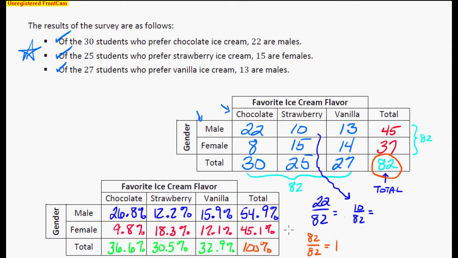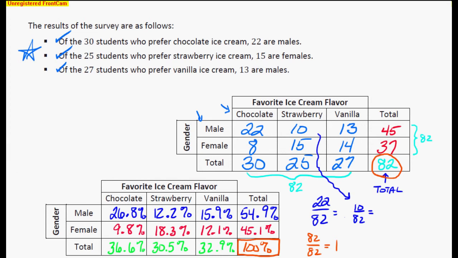So when we have a chart like this of bivariate data, this total down here in the lower right is the overall total of everyone. That's always going to be 100%. All right? So now we're going to take this bivariate data and answer some questions concerning that data.